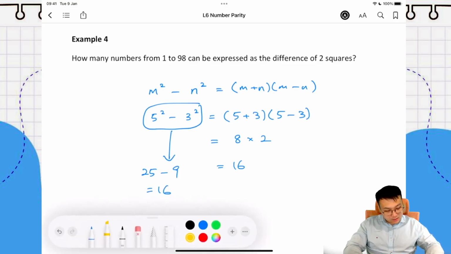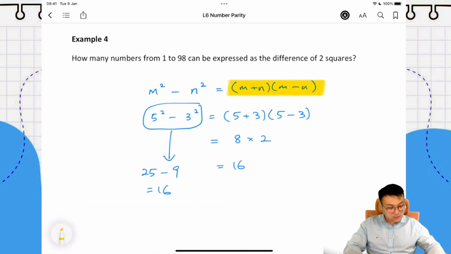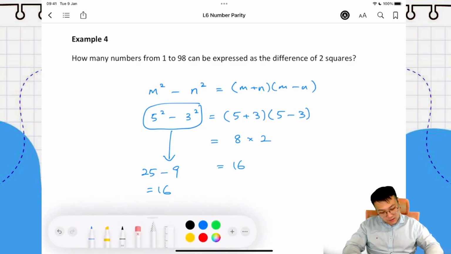So this works. This works. So whenever you see the difference of 2 squares, m square minus n square, you can make use of m plus n times m minus n. Okay, so this is the most important formula that you need to know for this question.